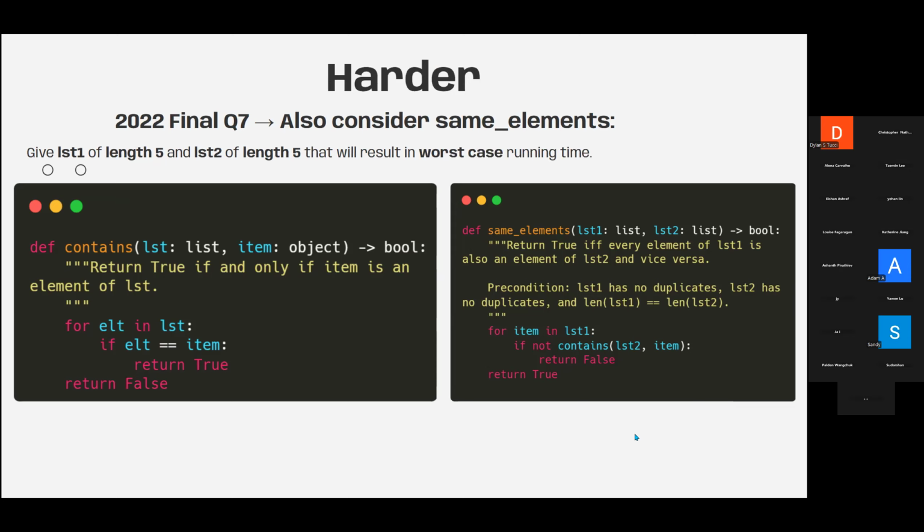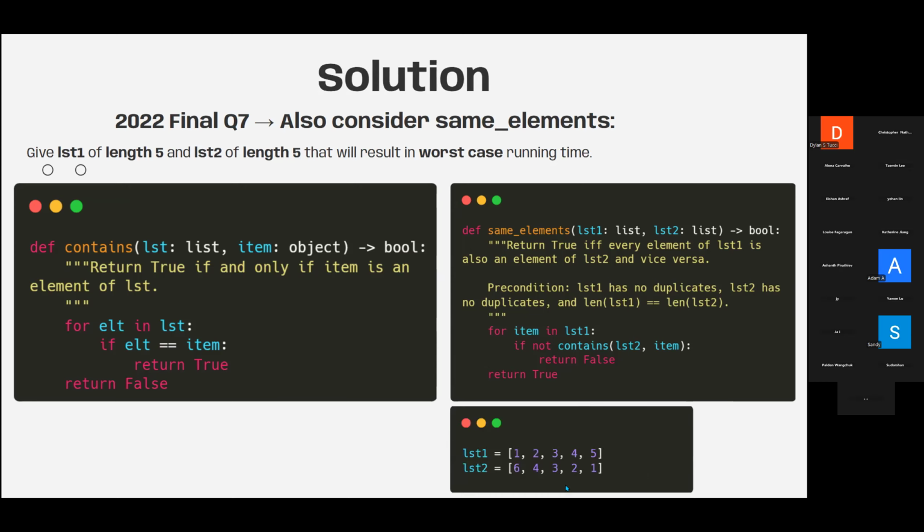All right. So now we have to again give two lists, both length 5, that will result in the worst case to run. So again, we're still counting the number of comparisons, but we want so many comparisons done. We don't want the least amount. So an example that could work is this, where the first list is 1, 2, 3, 4, 5. And notice how the last element is not even in the second list.